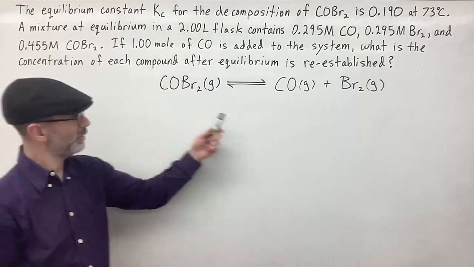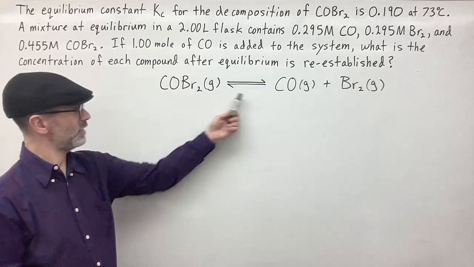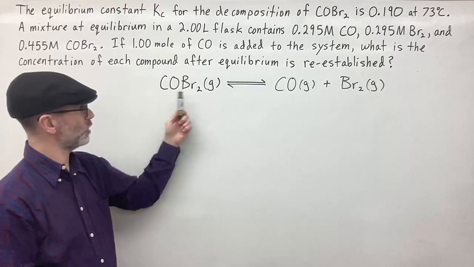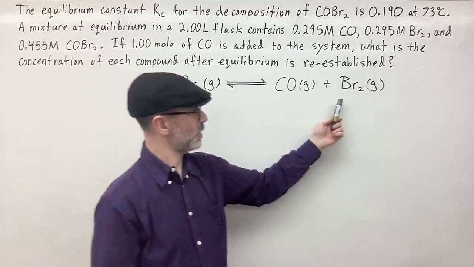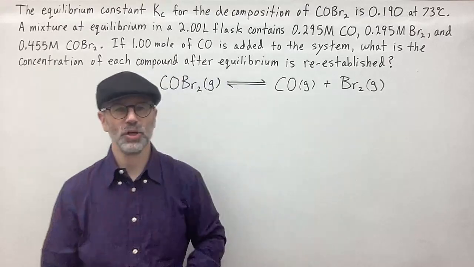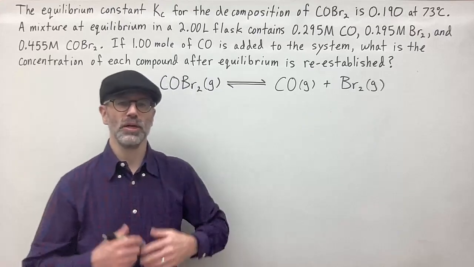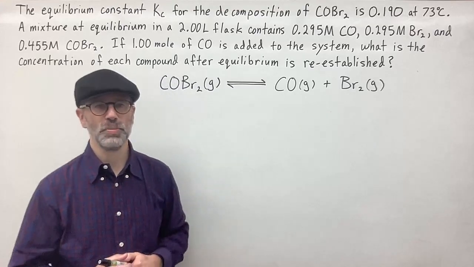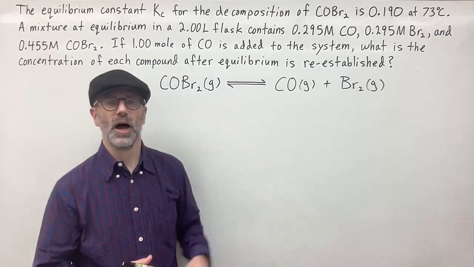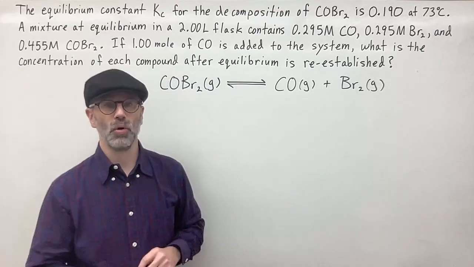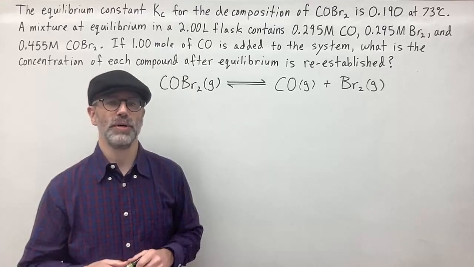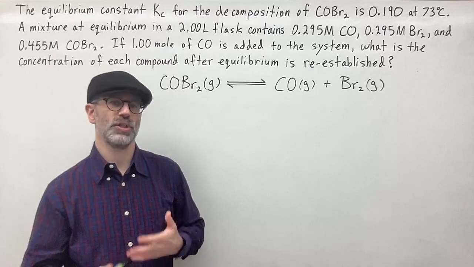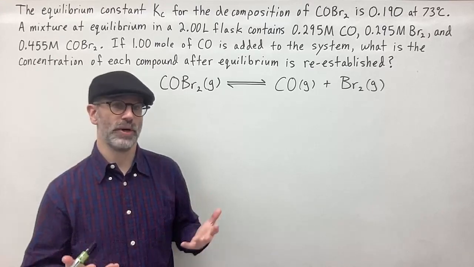So we have this equation here, COBr2 gas is in equilibrium with CO gas and Br2 gas. And so we need to figure out what the new equilibrium concentrations are going to be for each of these after adding 1 mole of CO to the mix. Okay, so the first thing we want to do is find out how many moles of CO we already have.